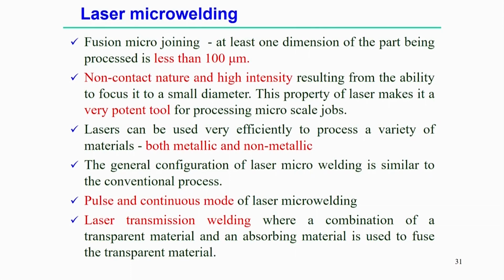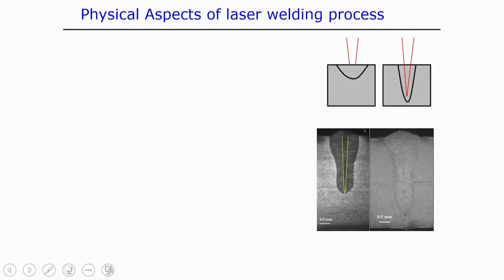One of the typical laser micro welding processes is laser transmission welding. Here the combination of transparent material and absorbing material can be placed in different ways, so that the laser energy will be absorbed on the absorbent. We will look into laser transmission welding further, but before doing that we will focus on other aspects of the laser welding process.